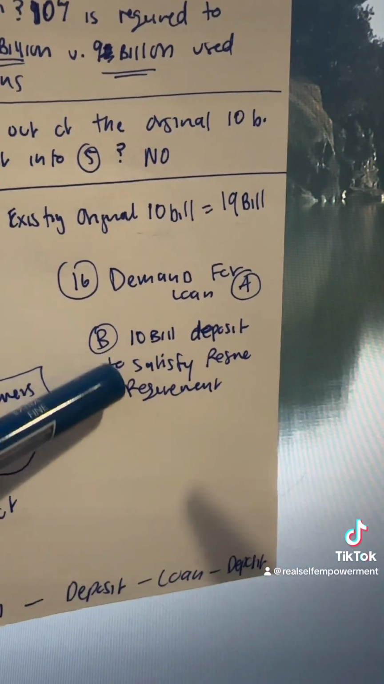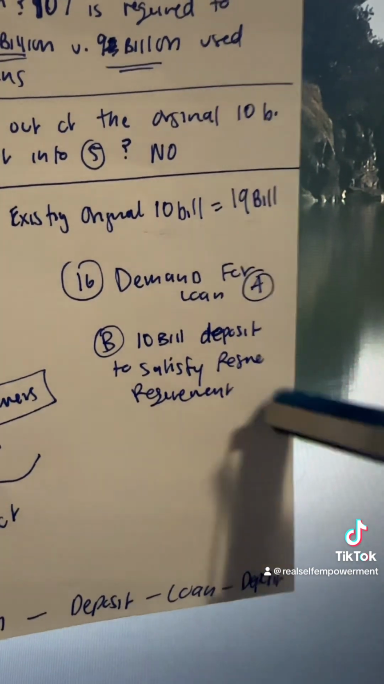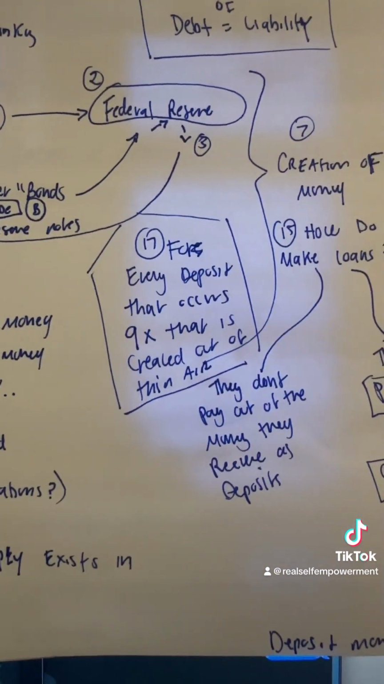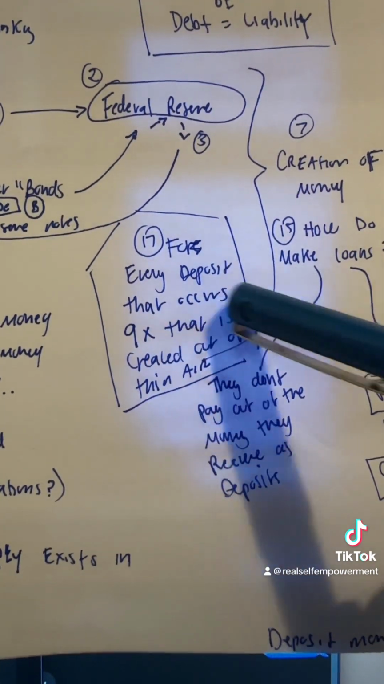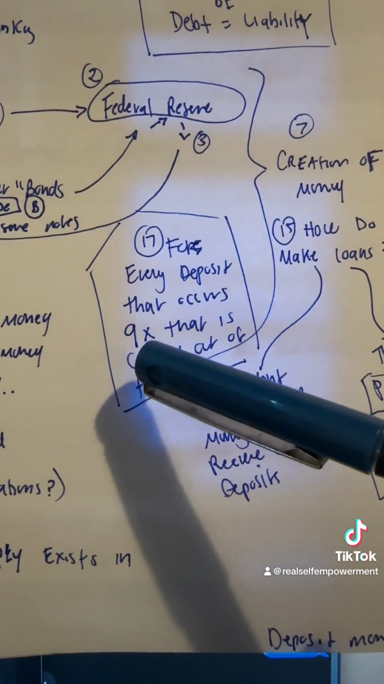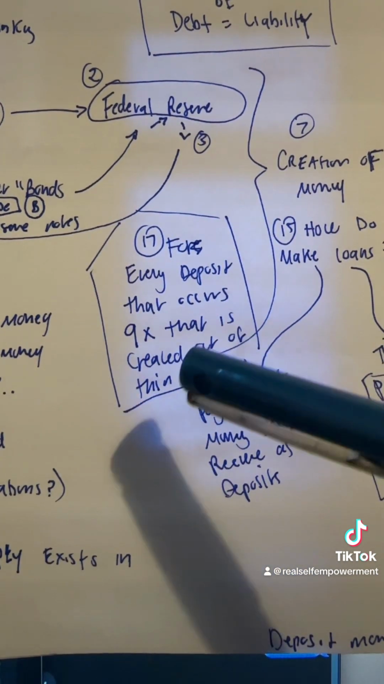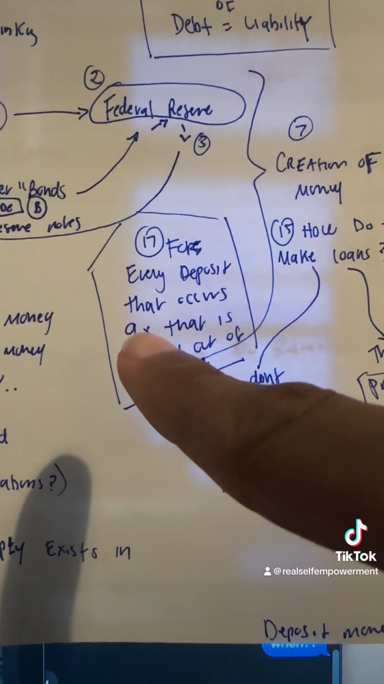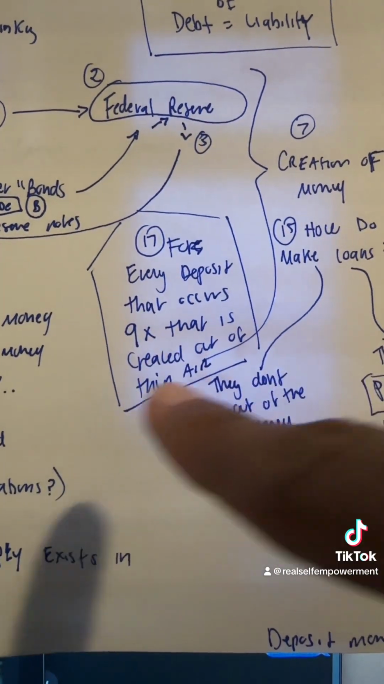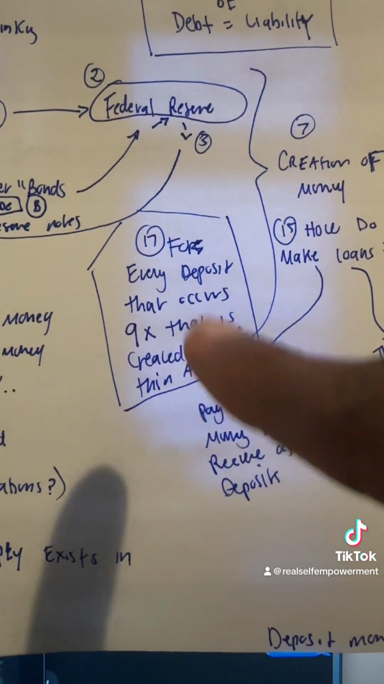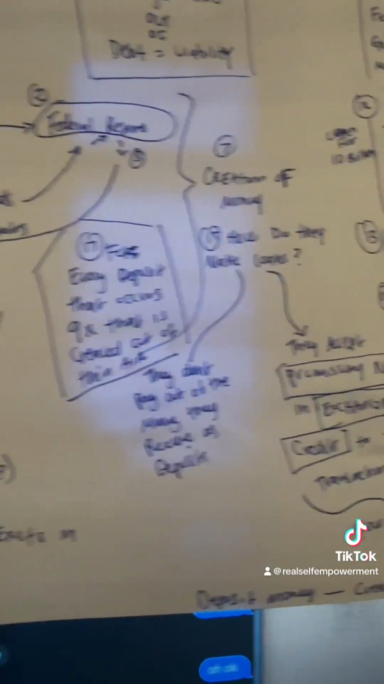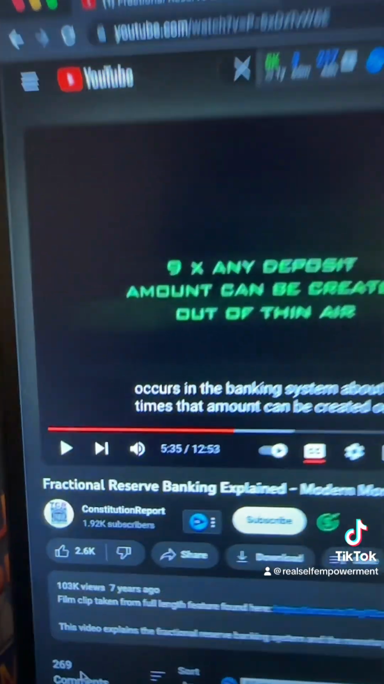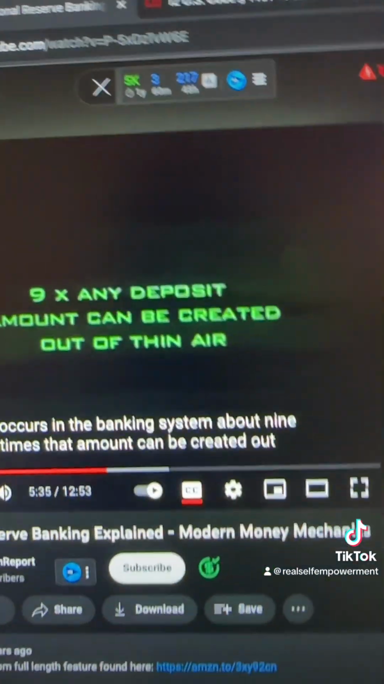And secondly, because there's already a $10 billion deposit to satisfy the loan requirement, essentially this means that for every single deposit that occurs in the banking system, 9 times that is created out of thin air. 9 times can be created out of thin air. If you want to know more about that, go ahead and look at Fractional Reserve Banking Explained, Modern Money Mechanics, on the Constitution Report right here.